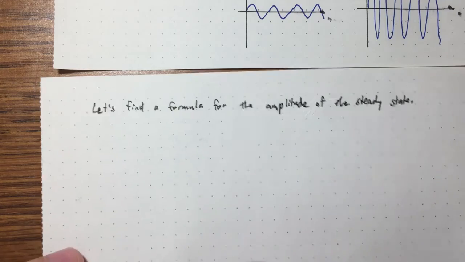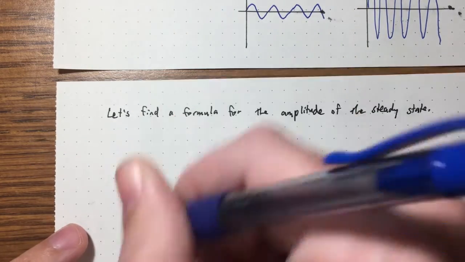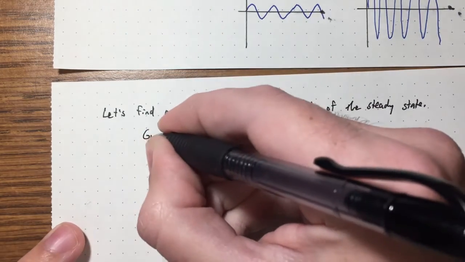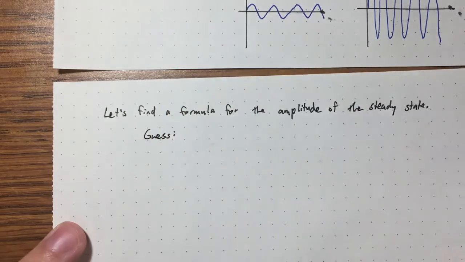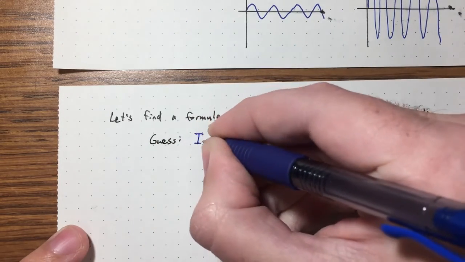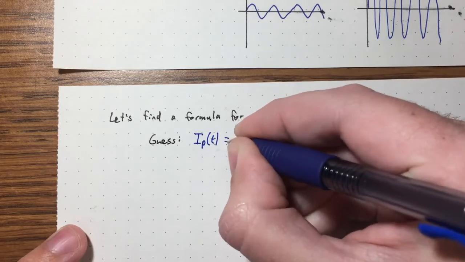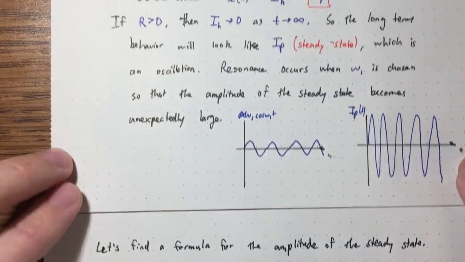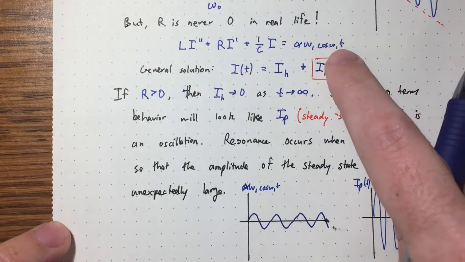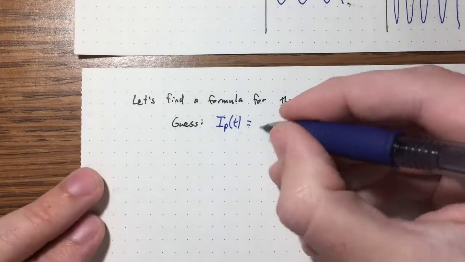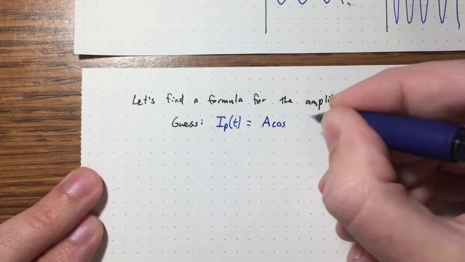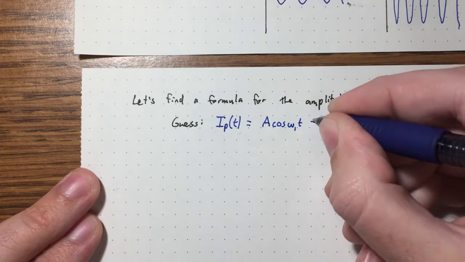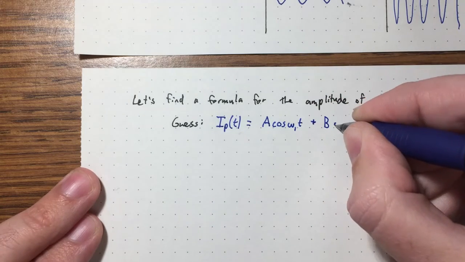Well, we know how to do that. Let's guess. I_P is going to be, well, what should we guess? We should guess cosines and sines. So let's say A cosine omega 1 t, of the same frequency of course, plus B sine omega 1 t.